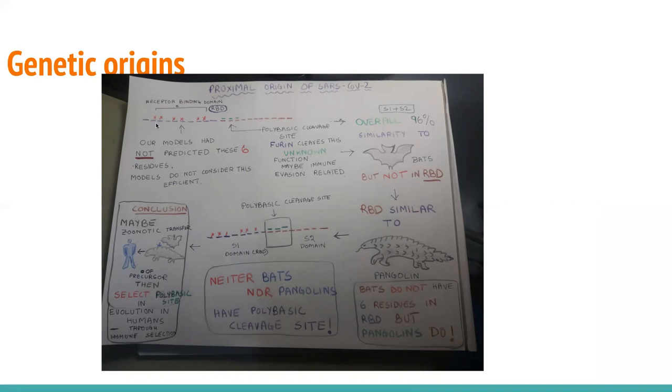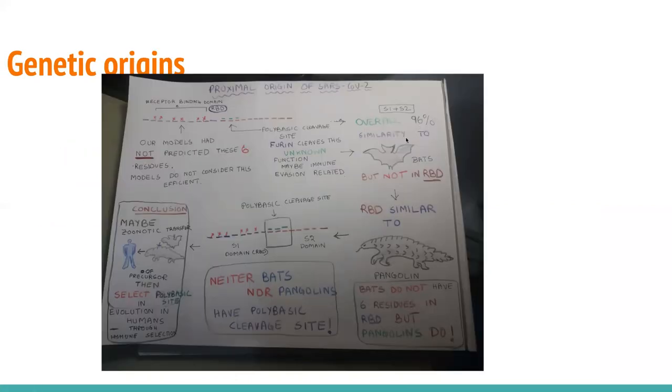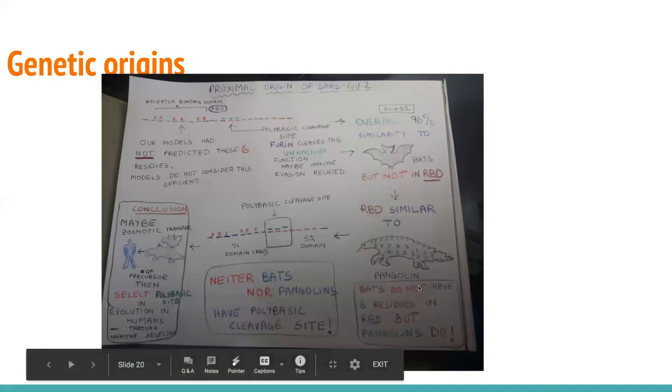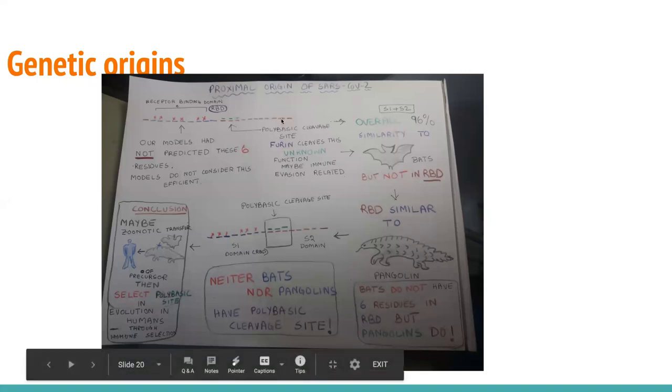Now, if you take the overall sequence similarity of this whole spike protein, it is about 96% common to certain bat coronaviruses. But could it have come from bats? No, because the bats did not have these six amino acid residues. Just that part matches what is in a pangolin, but the whole thing doesn't match the pangolin. Neither the pangolin nor the bat has the receptor binding domain part, and the pangolin doesn't match anything here in the S2.